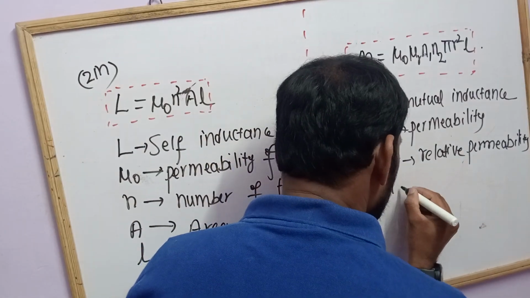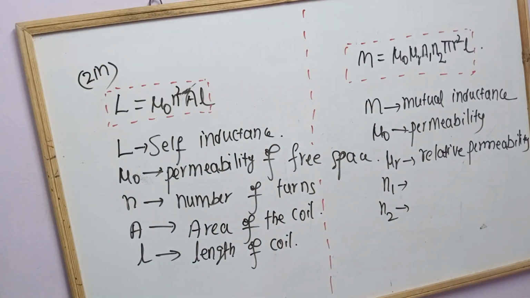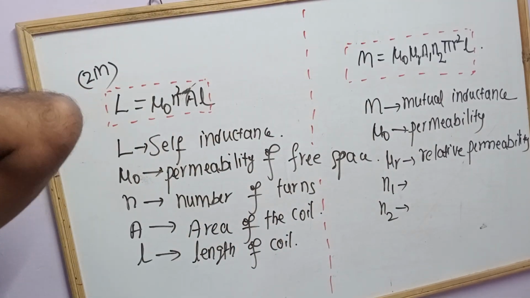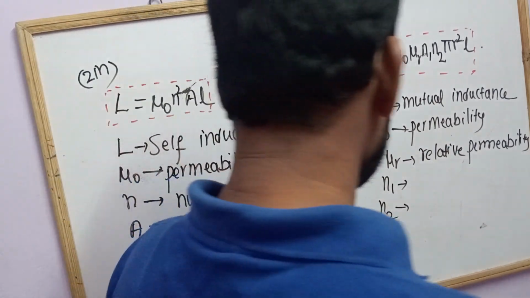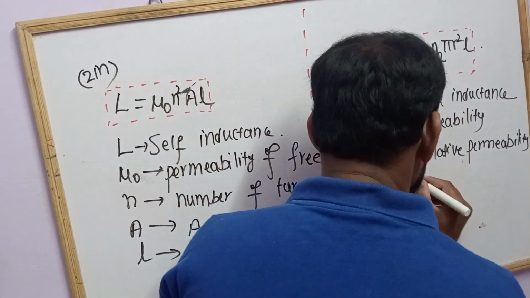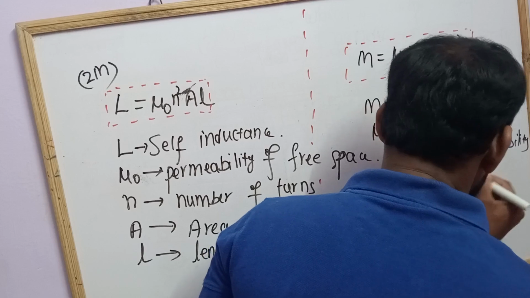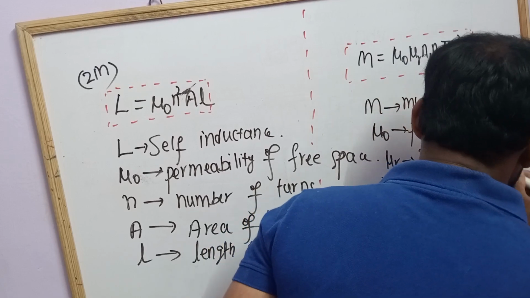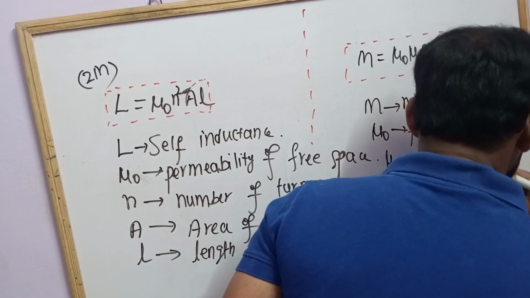N1 is the number of turns of the first, primary coil, and N2 of the secondary coil. It will come like that, primary coil and secondary coil. So N1 means number of turns of the primary coil, N2 means number of turns of the secondary coil.